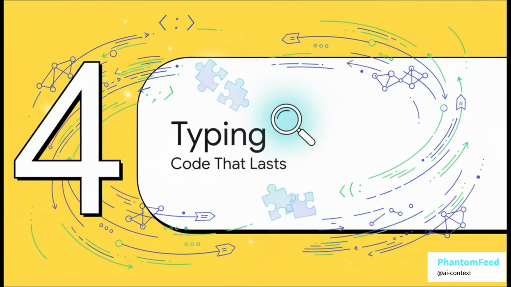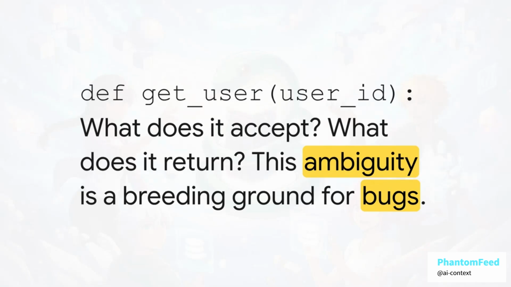It's a gift to your future self and to anyone else who has to work with your code. So take a look at this function here, def get_user_id. We're left with so many questions, right? What even is user ID? Is it a number, a string? And what does the function give me back? A dictionary? A custom object? I have no idea. I have to guess or go read the source code. And this kind of ambiguity, it's where bugs love to hide.